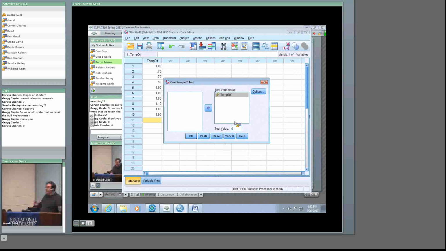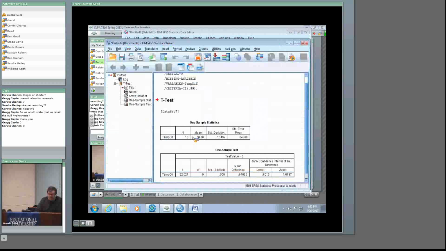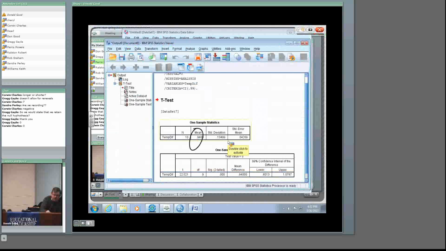So we have to remember something in a minute, as soon as I click this OK button and get my output window, which I'm going to do right now. So what I found here is my mean, my standard deviation, my t-value, my degrees of freedom, my significance level, and all the confidence interval stuff. I'm going to write this up before I interpret it.